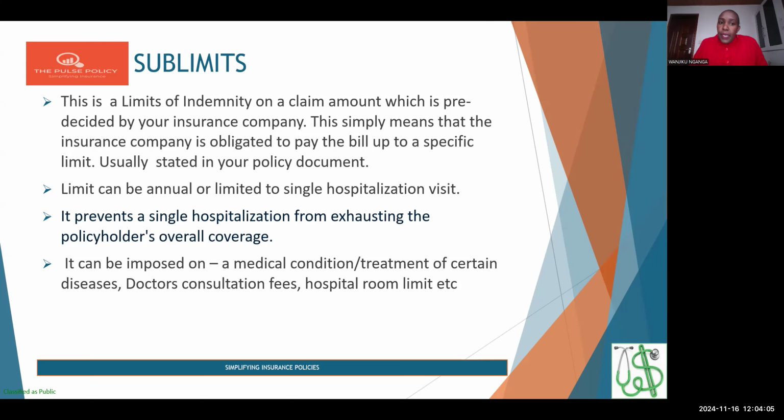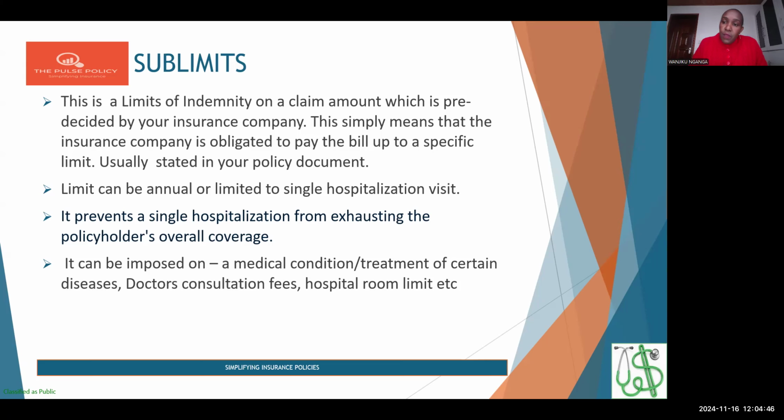So why do insurance companies put sub-limits in your medical cover? It's because you cannot spend the whole cover on one condition. For example, you have purchased a cover of 2 million. You cannot spend the whole 2 million on one condition. For example, let's say you have kidney failure. You cannot spend the whole amount on one condition, especially if we have a pre-existing or chronic condition. So the insurance company is going to limit the amount that you can spend out of your overall 2 million cover for that specific condition.